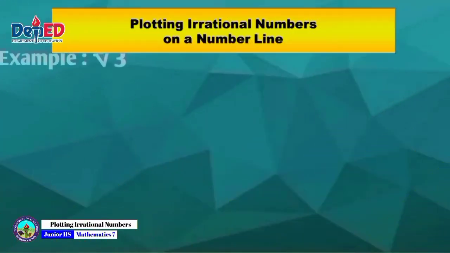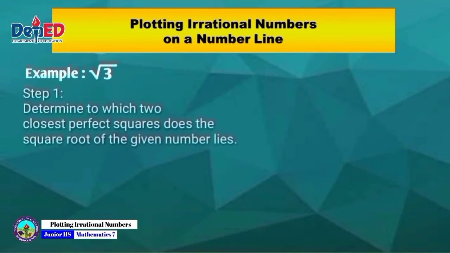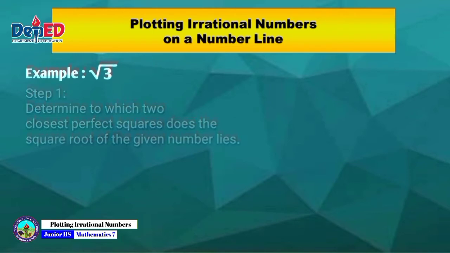Let us have this example. Plot the square root of 3 on the number line. Step 1. Determine between which two closest perfect squares the square root of the given number lies.